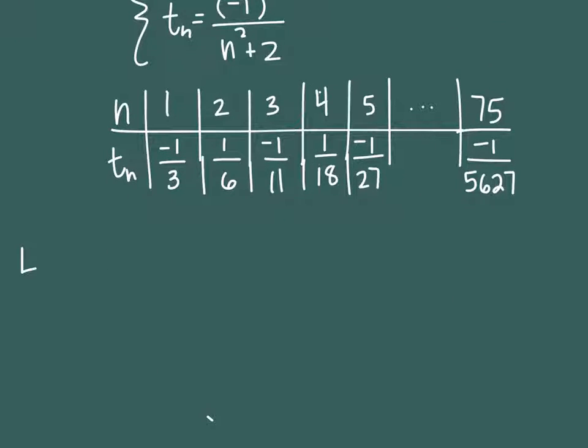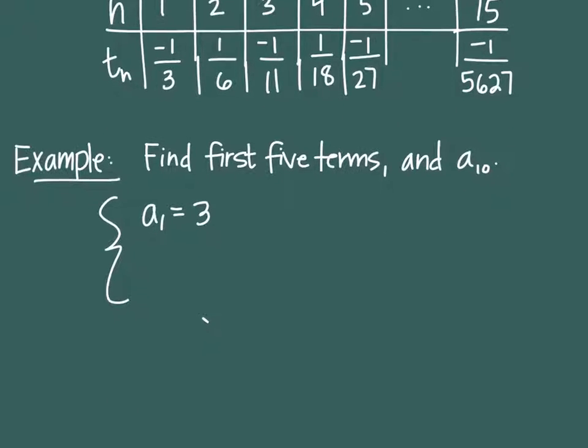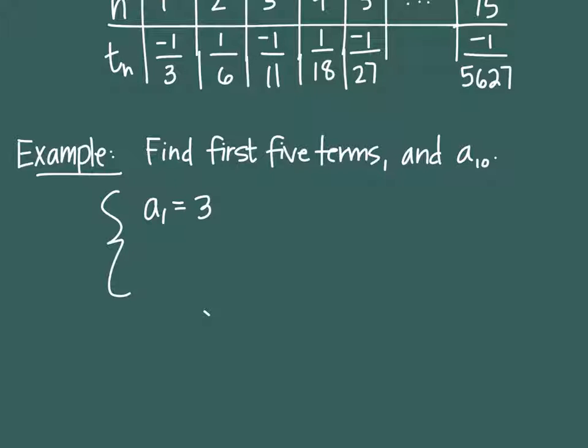A recursive sequence. Find the first 5 terms and a sub 10, so the 10th term this time, based on the following recursive formula. A1 is 3. A sub n is 5 plus A sub n minus 1.